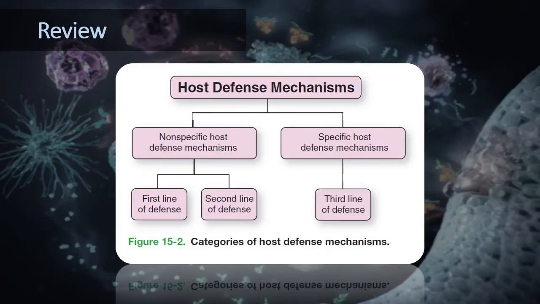Let us have a quick review before we start. So in the previous lesson, we have tackled the non-specific defense host mechanism, and this consists of the first line of defense and the second line of defense. If you can recall, the first line of defense are the physical barriers, such as the skin and mucous membranes, while the second line of defense are the mechanisms such as the inflammation, fever, activation of the complement system, and phagocytosis. Now we will discuss the specific host defense mechanism that utilizes the immune system, which is the third line of defense.